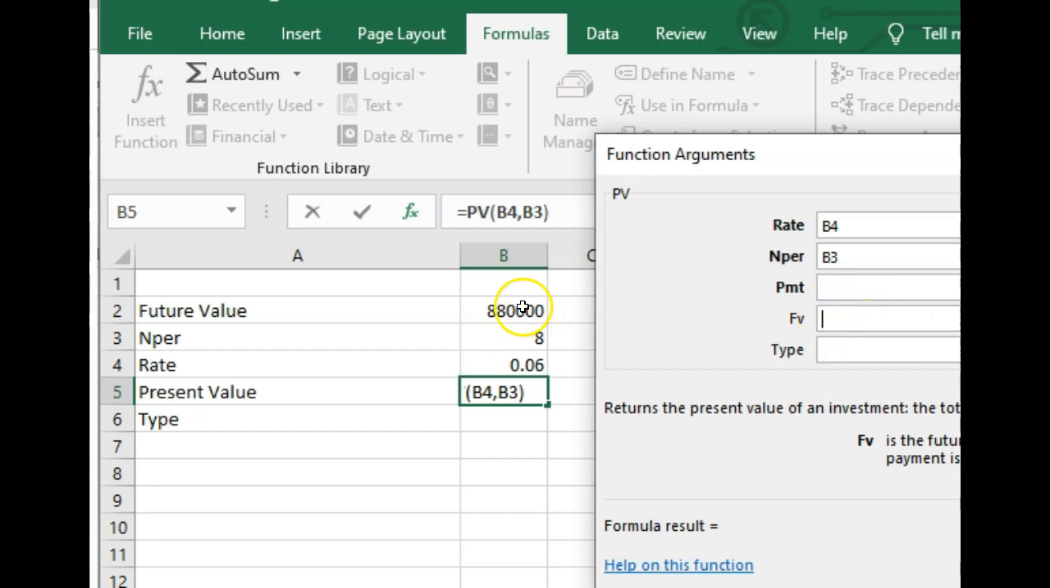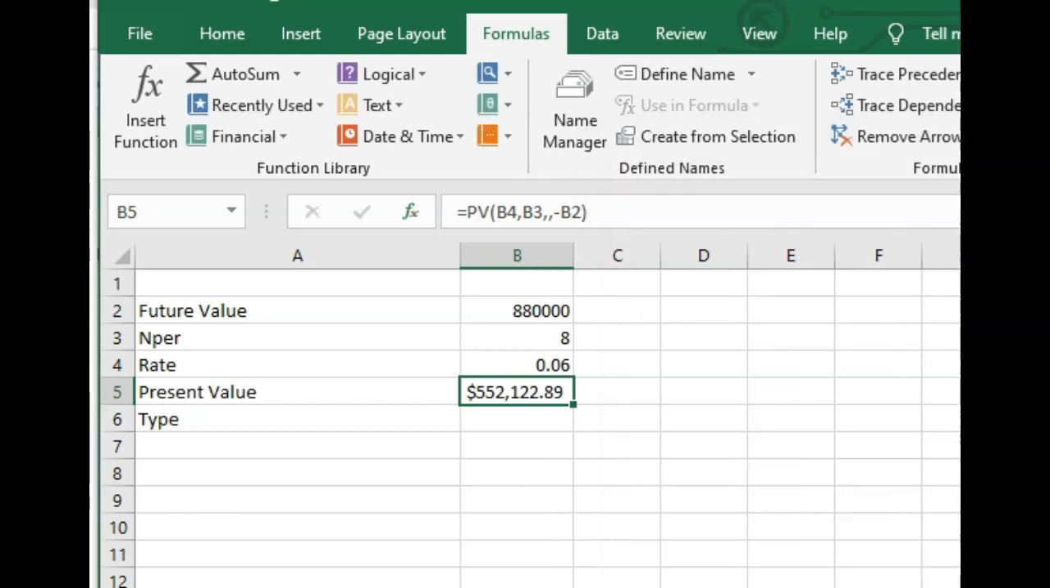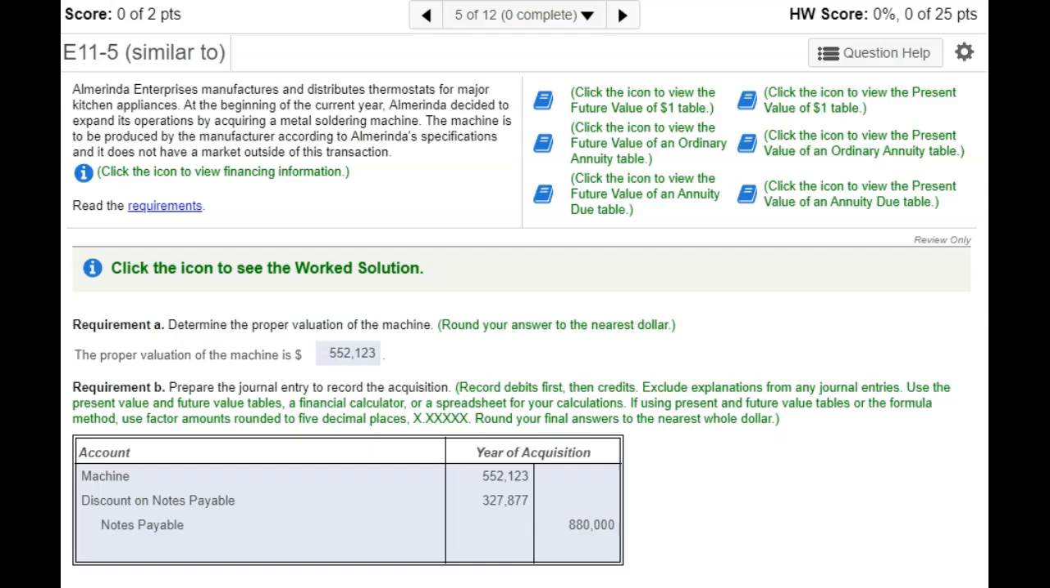Future value is known. I'm going to plug that in. And then for type, that also has to do with annuities. I'm going to leave that blank. Now, one of the things I can do, because I don't like having negative numbers, is put a minus there, and that way it'll come out as a positive. Inflows, outflows, that's the way Excel looks at it. So when I do that, I get my amount of 552,123 if I round. And so what I'm going to do is now plug that in over in the problem.